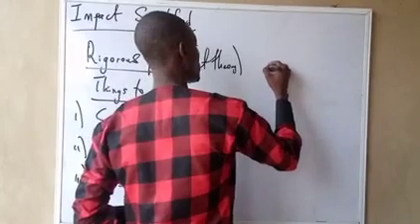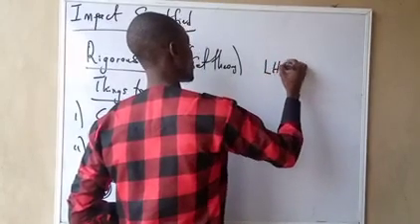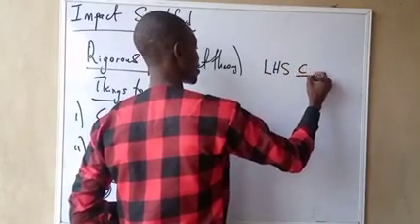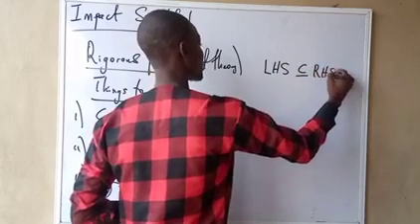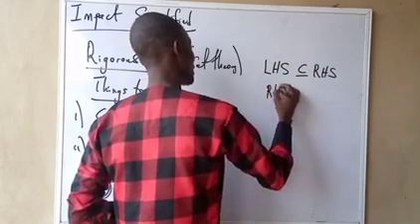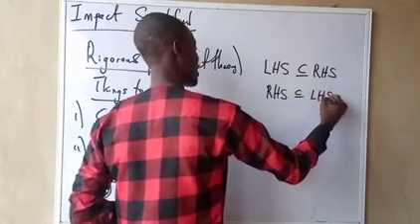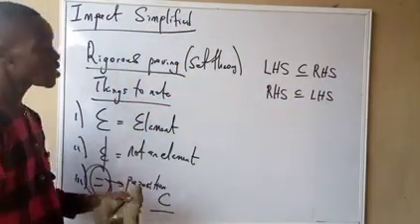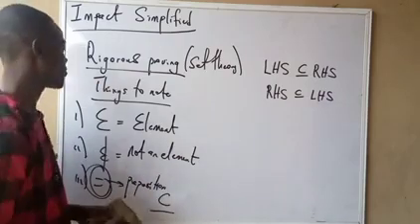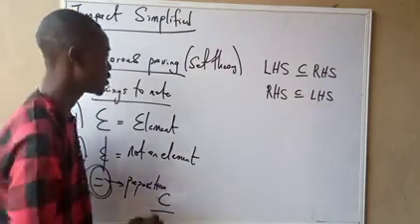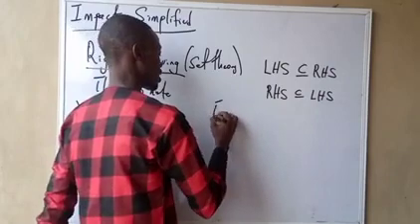And also we must know that we have to prove that the left hand side is a subset of the right hand side, and also that the right hand side is a subset of the left hand side. So these are the things we need to know before we move to rigorous proving. And also we need to look at expansion.